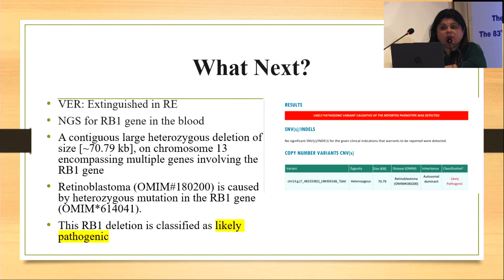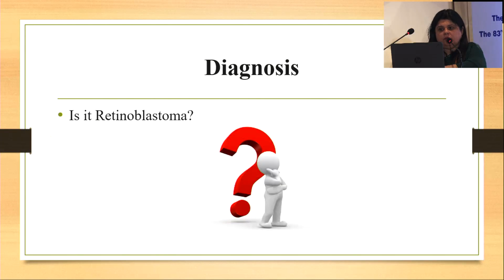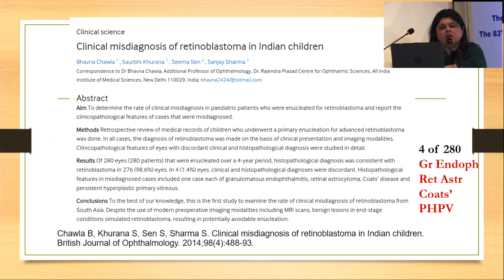It did, but that's why we were surprised at the genetic testing. So yes, that's also one of the possibilities, that it could be incorrect genetics. But then, what do we do? Is it retinoblastoma?